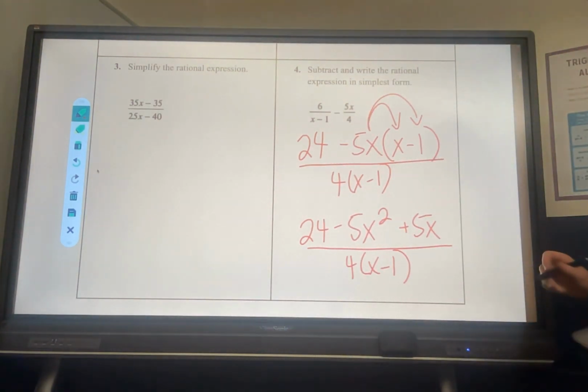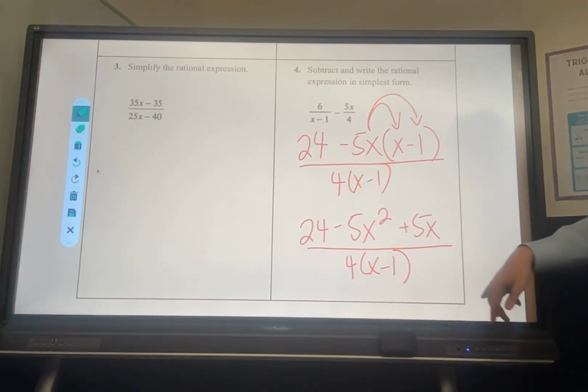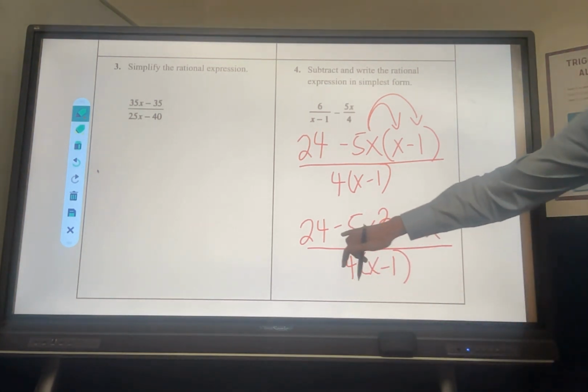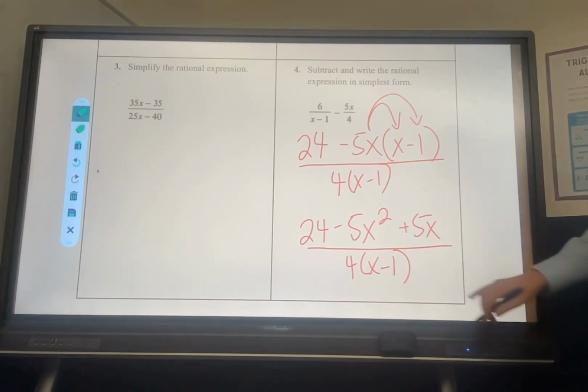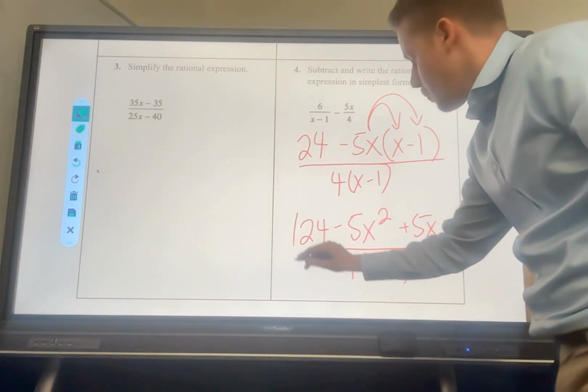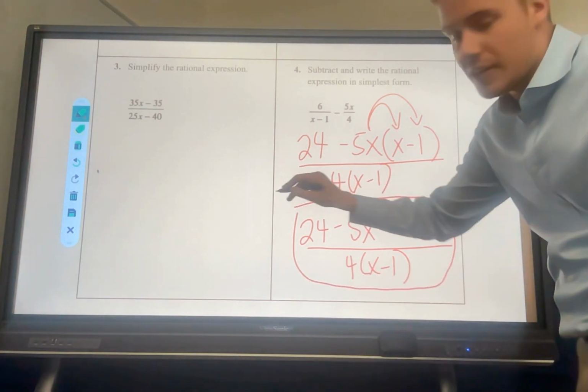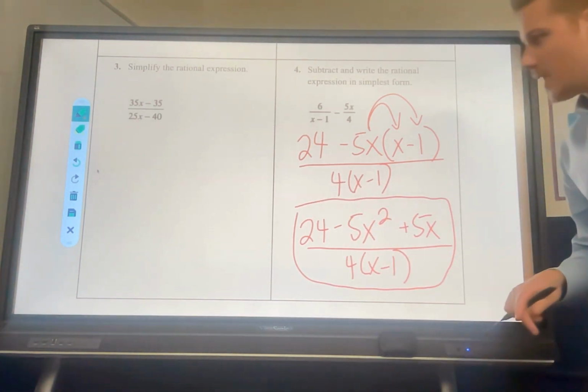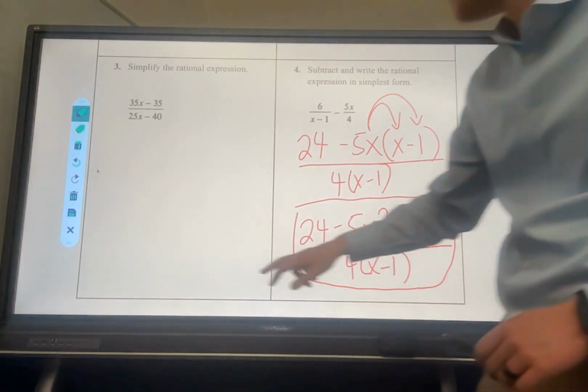Okay, wonderful. And so now we have finished this up: 24 minus 5x squared plus 5x all over 4 times x minus 1. If you really wanted to be right, you might rewrite the numerator in standard form, but we'll leave it there for right now. Let's keep going.